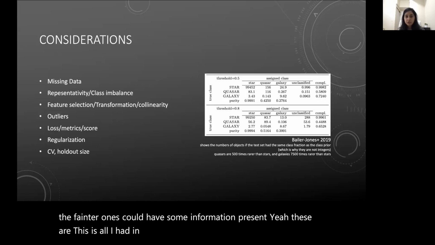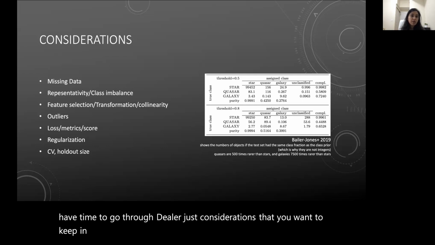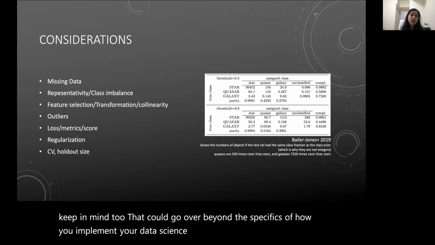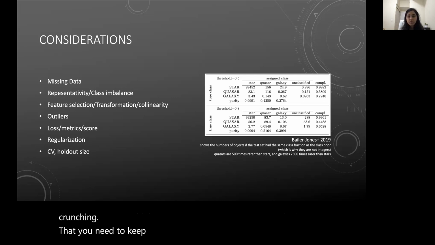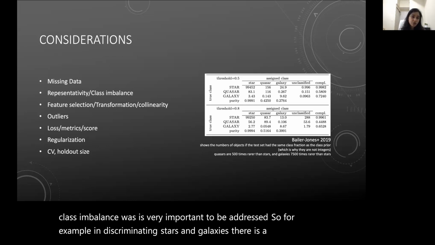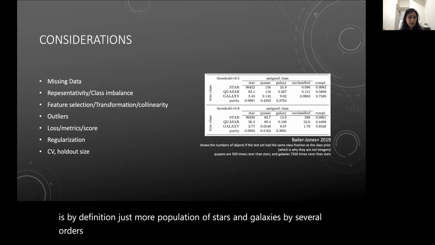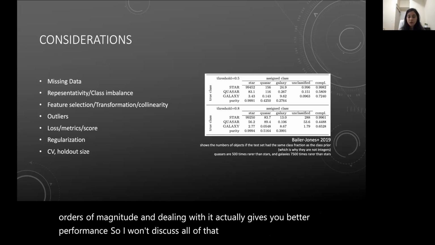I have one last slide, which I don't think I have time to go through. These are just considerations that you want to keep in mind that go beyond the specifics of how you implement your data science algorithm in terms of data crunching. Here is just an example of where class imbalance is very important to be addressed. For example, in discriminating stars and galaxies, there is by definition just more population of stars than galaxies by several orders of magnitude, and dealing with it actually gives you better performance. I won't discuss all of that in detail, but I just wanted to flag this.